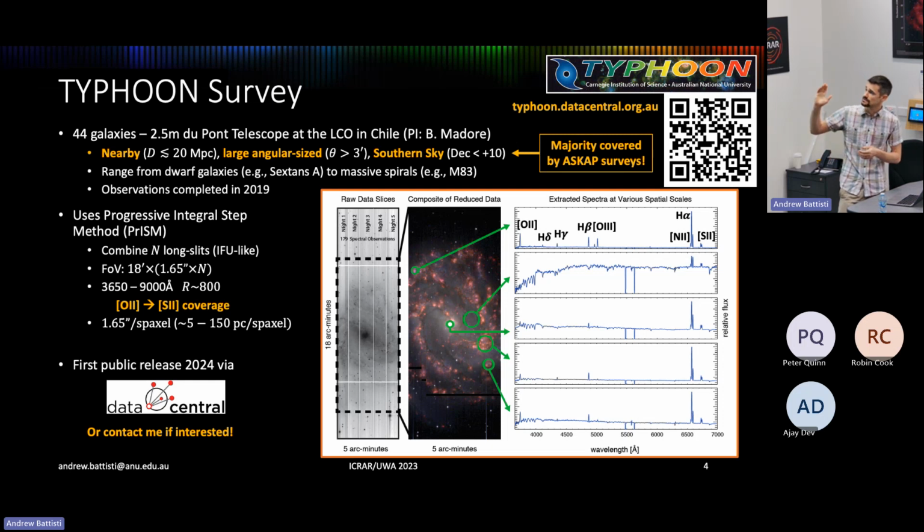The spatial resolution of the data is moderate for optical data, but because of the very close proximity of these galaxies, it corresponds to super high physical resolution. So anywhere from 5 to 150 parsecs per spaxel, which is pretty amazing. And the data, we are planning to release through Data Central, hopefully early next year. But if you're interested in getting involved before that, just get in touch with me. I'm happy to facilitate more people to work with this data.